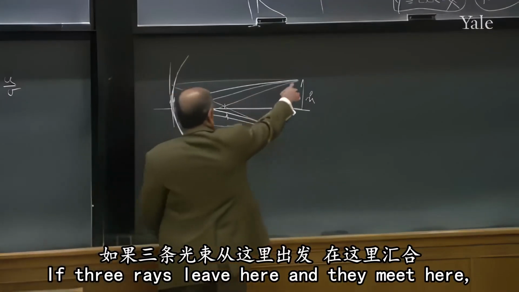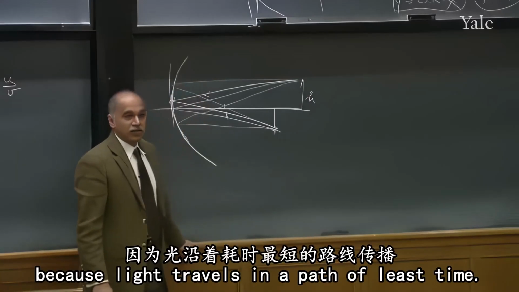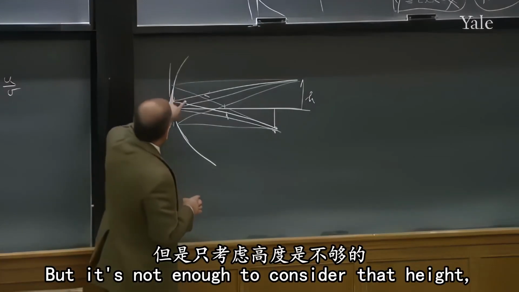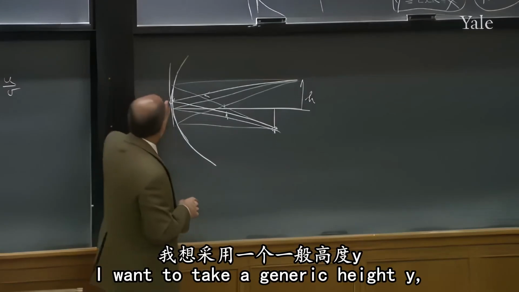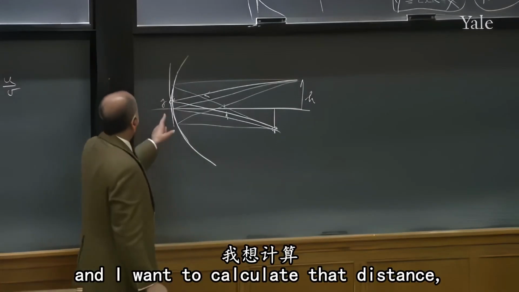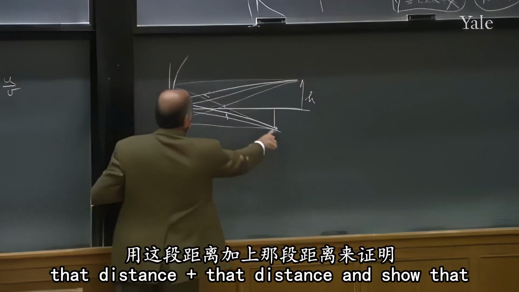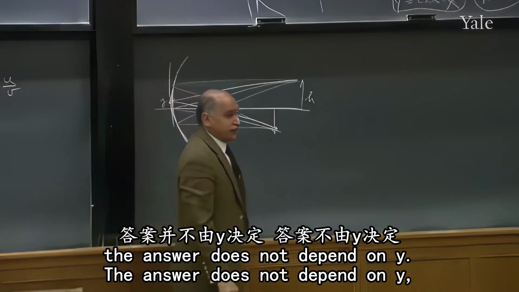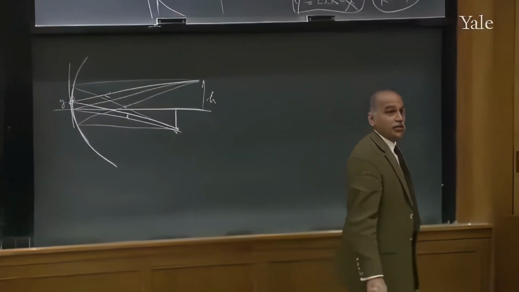If 3 rays leave here and they meet here, that means they take the same time, because light travels in a path of least time. If 3 guys get there, they all take the same time. But it's not enough to consider that height, 0 height, and that height. I only took a height h2, h1, and 0. I want to take a generic height y, and I want to calculate that distance divided by velocity of light, or just take that distance plus that distance, and show that the answer does not depend on y. The answer does not depend on y. Then you vary any y you like, then you will get the same time.